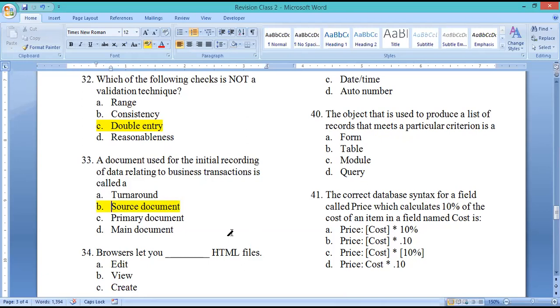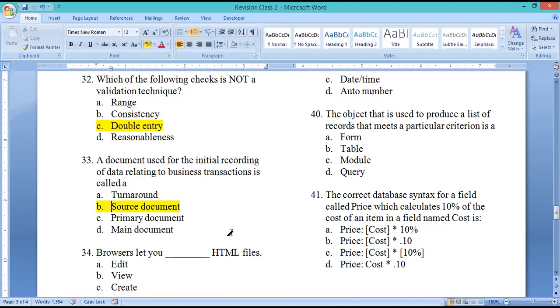Source. All right, so notice the question says, and the reason why you don't know is because you haven't read your handouts on information processing. You're not studying. So the types of documents: turnaround document, source document. The difference is that a source document is a document where you get the initial data from. Say, for example, your registration for school: your registration form would be a source document, because the school takes that document and uses it to update your data on the school management system.